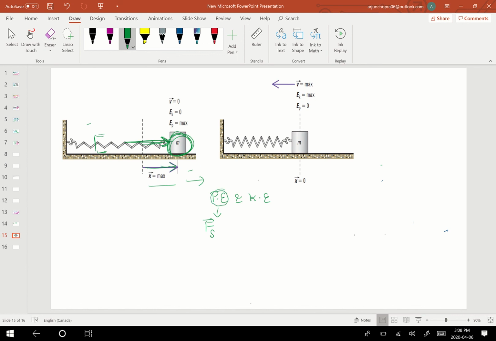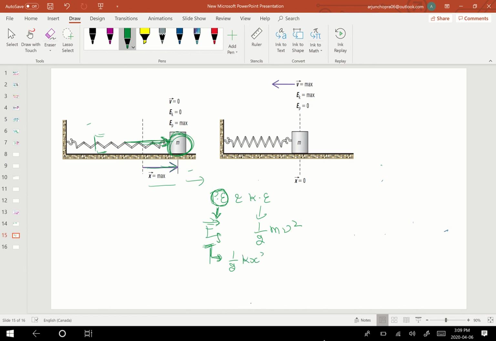Whatever role potential energy played in the previous chapter, when we talked about the mechanical energy concepts, that role will be played by spring energy in this chapter, Es. Oops, not the spring force, spring energy. And kinetic energy will still remain the same. It is half mv square, and spring energy, we've talked about this in my previous videos on springs, is equal to half kx square.